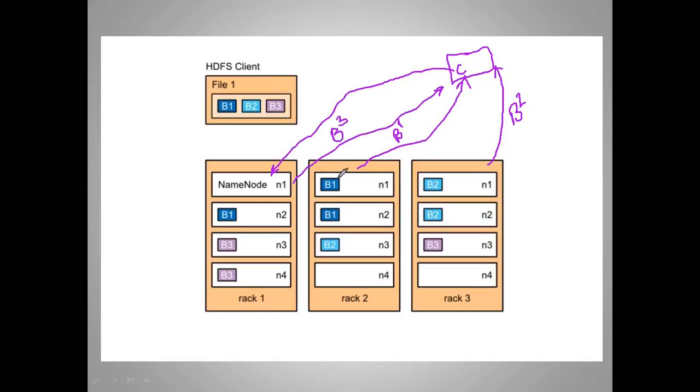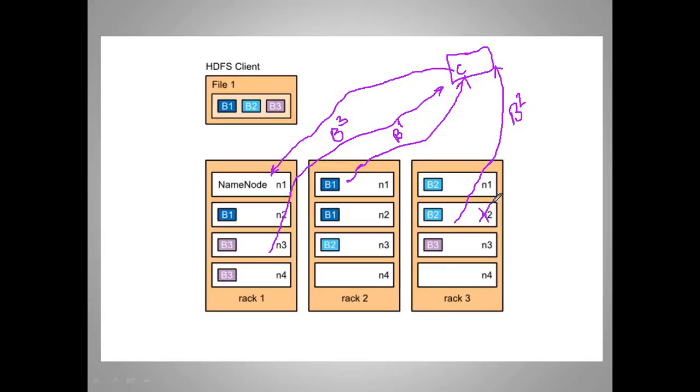And it will ask either of these 2 data nodes, whichever is nearer, to serve the block. Let's say this specific node is nearest to the client, and here let's say this specific node is nearest to the client, and here let's say this specific node is nearest to the client. Now while serving the data, let's say unfortunately this node failed.